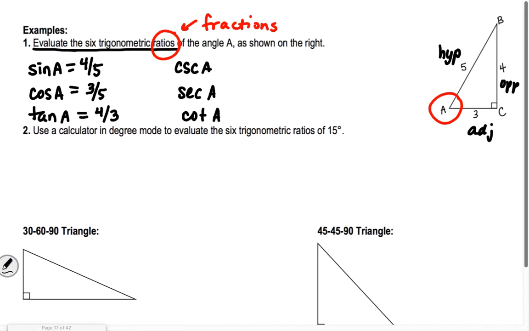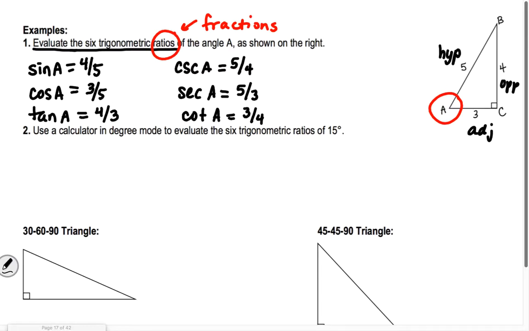Then the other three are just those reciprocals. If we write them in this order, see how sine and cosecant are going to match up? Those are reciprocals. So instead of opposite over hypotenuse, we have hypotenuse over opposite, which ends up being 5 over 4. So it's the reciprocal of this one. And the next one's going to be what number? 5 over 3. And then the last one's going to be 3 over 4, exactly. So it doesn't take too long to write all 6 of them.